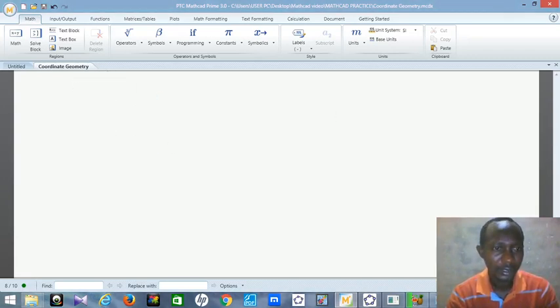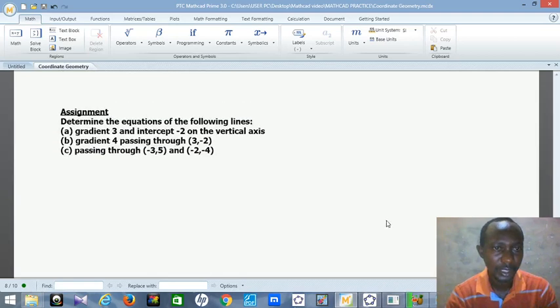So just go to this assignment, just a few questions just to practice those formulas we have. I said determine the equation of the following lines. I have a gradient of 3 and intercept of -2. Just substitute, use the first equation. Gradient is 3, intercept is -2. Then the second one says gradient is 4, passing through a point. This is gradient and this is a point. Substitute into the equation and you solve it.